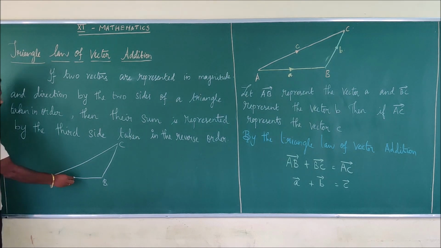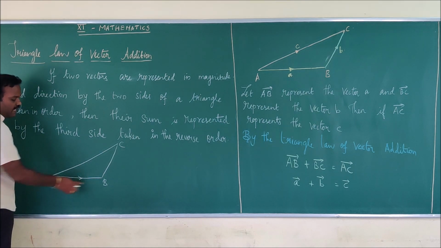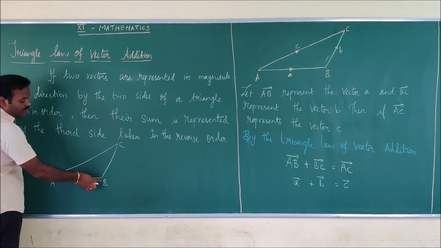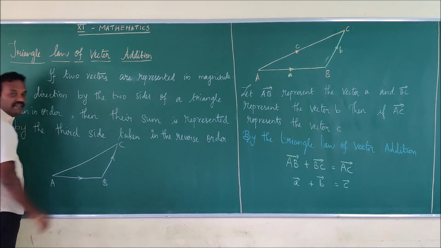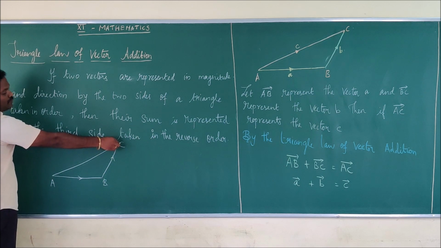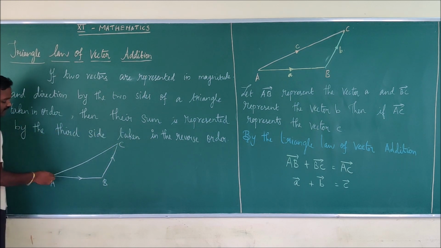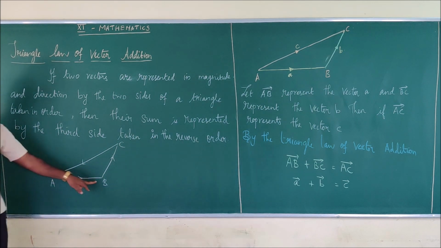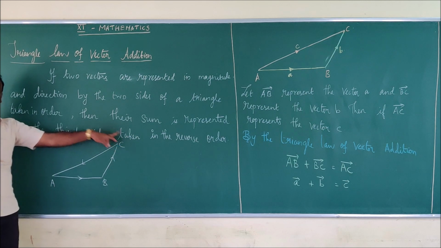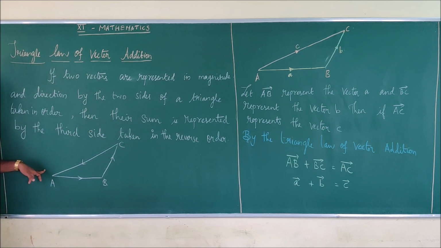I am starting with A, so my order is AB vector. Then I have to go from B to C, so BC vector. And I have to start from C and end in A. So the order of vectors is like this only: AB vector, then BC vector, then the right order for you is CA vector.